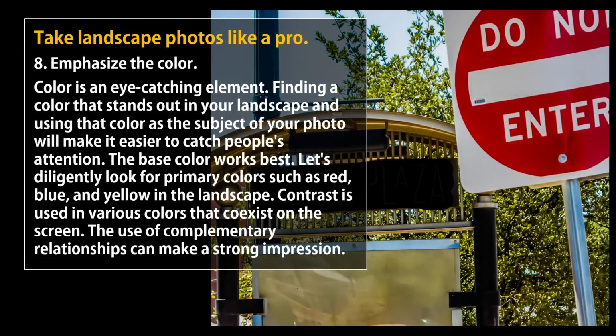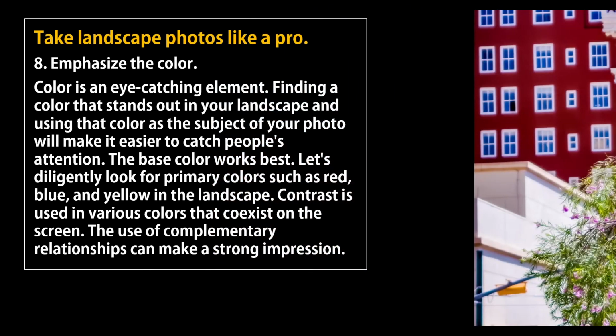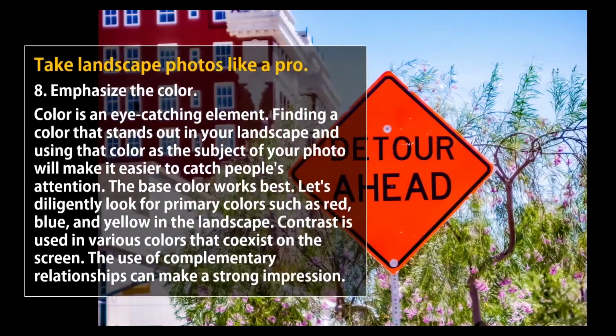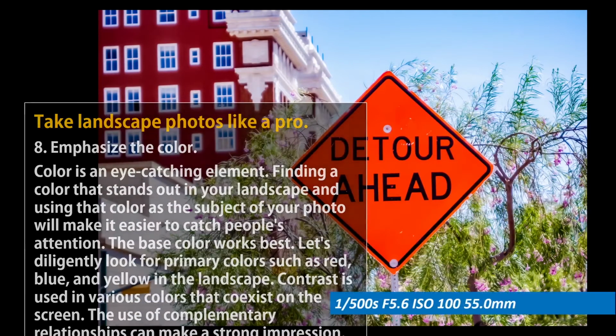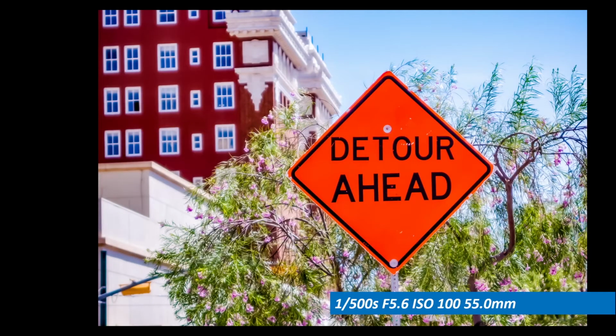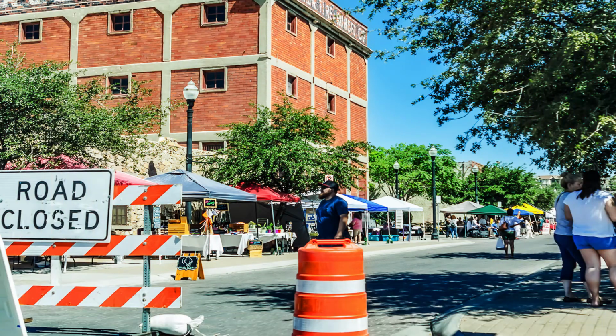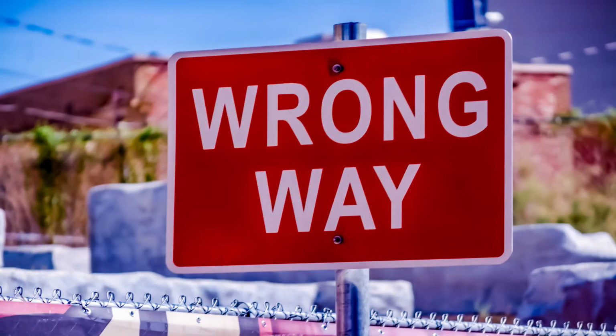8. Emphasize the color. Color is an eye-catching element. Finding a color that stands out in your landscape and using that color as the subject of your photo will make it easier to catch people's attention. The base color works best. Let's diligently look for primary colors such as red, blue, and yellow in the landscape. Contrast is used in various colors that coexist on the screen. The use of complementary relationships can make a strong impression.